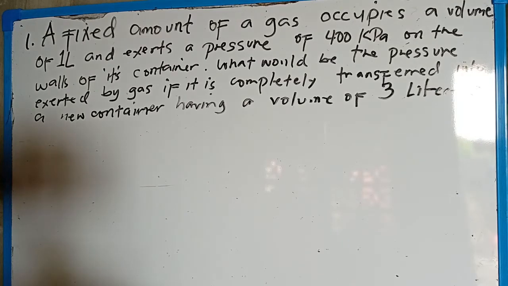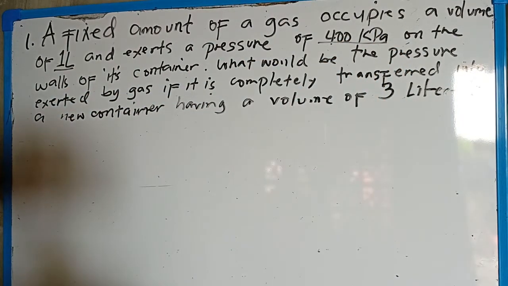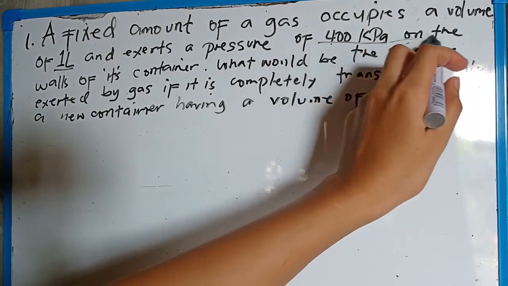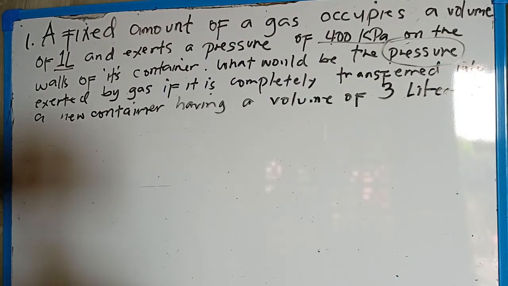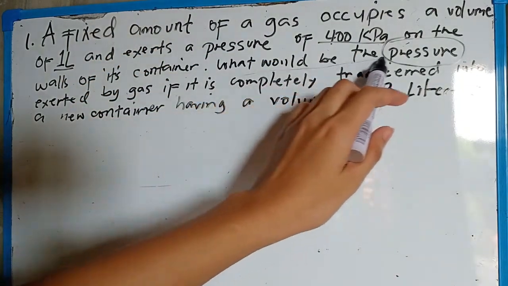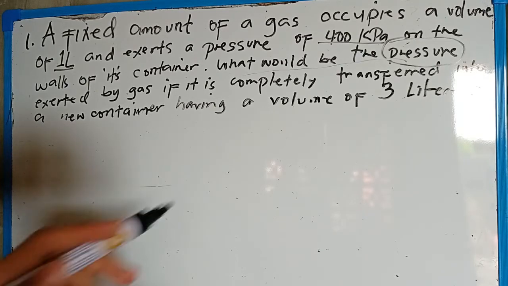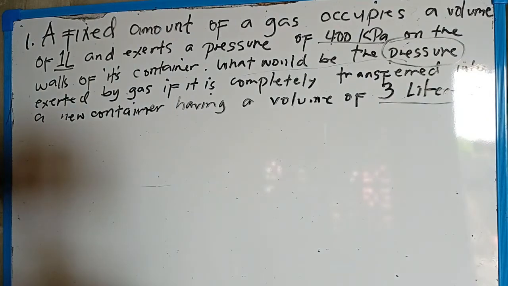As you can see, we have our initial volume and our initial pressure, and what we are going to solve is the final pressure. Why? Because the question asks what would be the pressure exerted by the gas if it is completely transferred and the new container has a volume of 3 liters, which is our final volume.